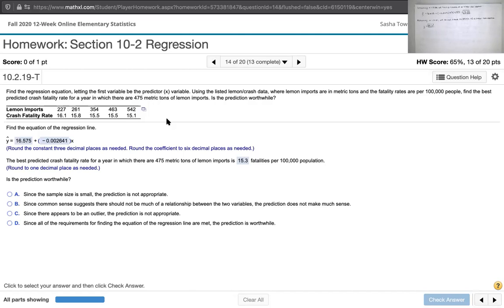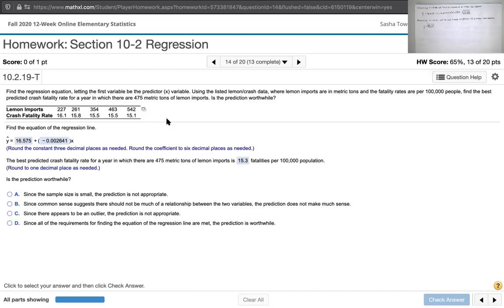So the question says, is the prediction worthwhile? Here are your options. A says, since the sample size is small, the prediction is not appropriate. No, I don't think that that's an issue. Since we have evidence of a linear correlation, even with 5 values, maybe the prediction is appropriate. And then B says, since common sense suggests there should not be much of a relationship between the two variables, the prediction does not make much sense. Okay, that's fair. That might be our answer.